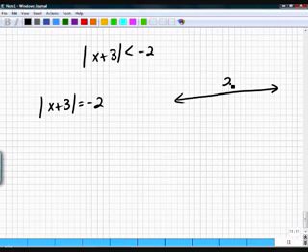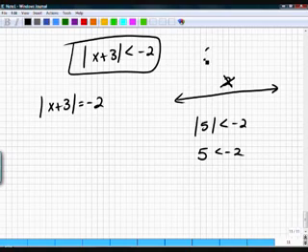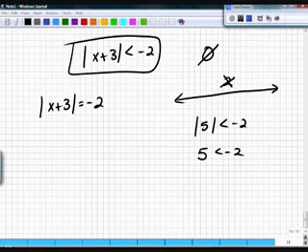Pick a number, 2. Let's try 2. Plug in 2 into our original. The absolute value of 5 is less than -2. 5 is less than -2. Is that true? So nothing in that interval works. That was the only interval. So nothing is going to work. No solution. Any questions?